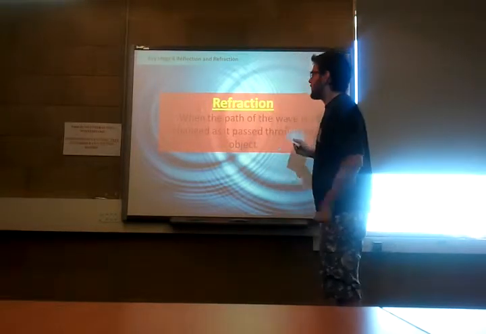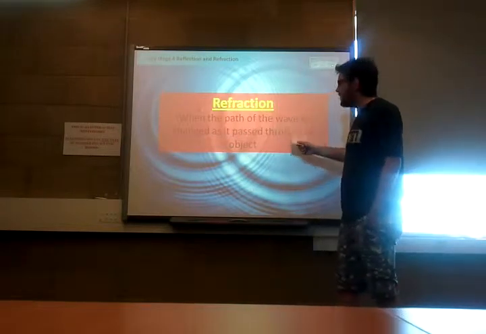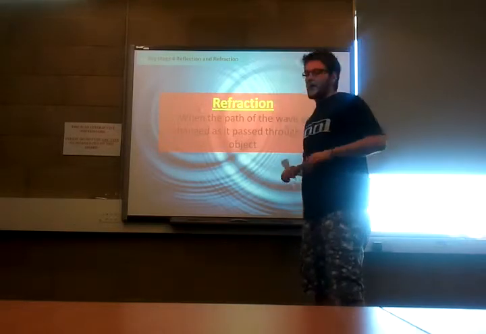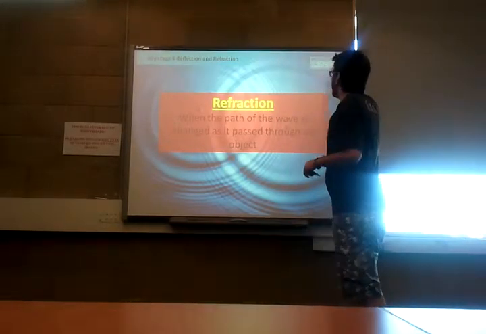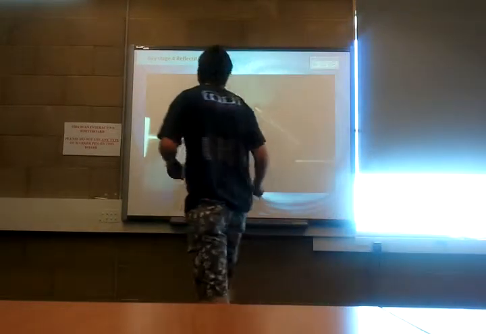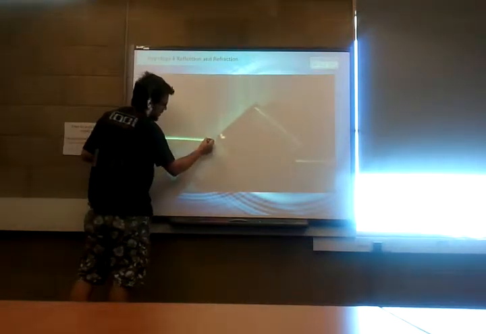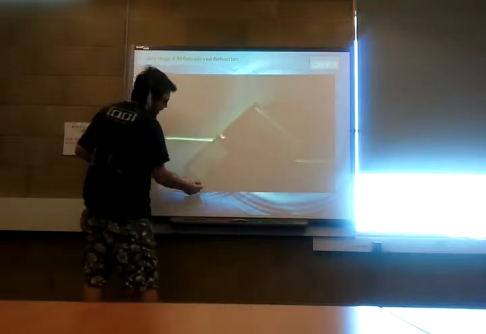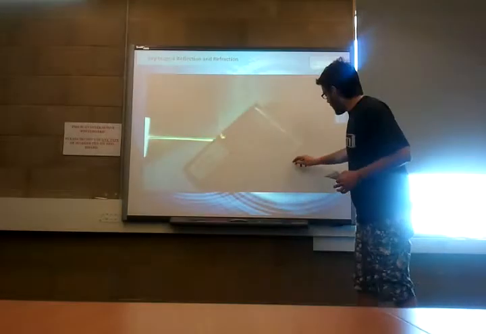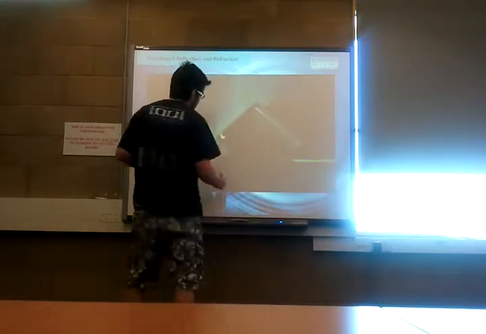So now we're going to move on to refraction. As I said at the beginning, this is when the path of a wave is changed as it passes through an object. Now, if you haven't come across this before, it's probably going to be easier to explain. This is a pretty dark picture, but hopefully you'll be able to see that we've got a light beam coming across here, and what we've got here is just a glass block. So the light is still coming out of this side here, but as you can see, it's not straight.